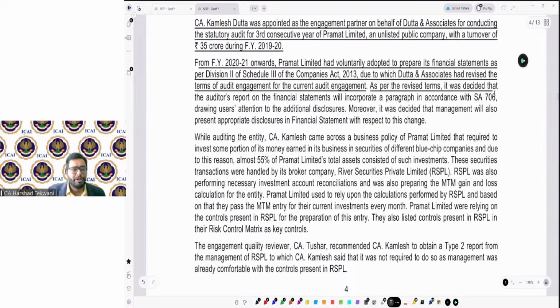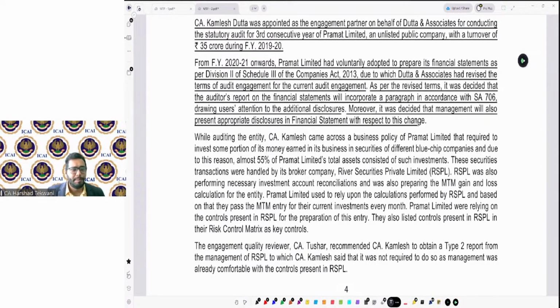As per the revised terms, it was decided that the audit report on the financial statements will incorporate a paragraph in accordance with SA 706, drawing users' attention to the additional disclosures. Moreover, it was decided that the management will also present appropriate disclosure in the financial statements with respect to this change.